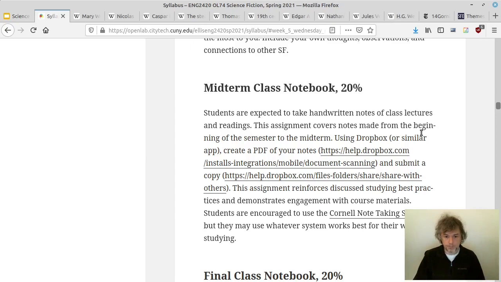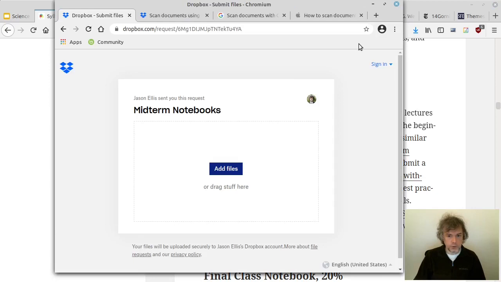So what I'll do is let me zip over here to Chromium. So this link right here, I'm going to post on our Open Lab site. You click on that link and it's going to bring you to this page. And as you can see, you do not have to sign in to use it, okay? Basically, from here, you'll be able to click on Add Files, and then you just navigate on your computer or on your smartphone to where the PDF is that you created using whatever app you use, which I'll show you in a second, or that you've downloaded to your computer.